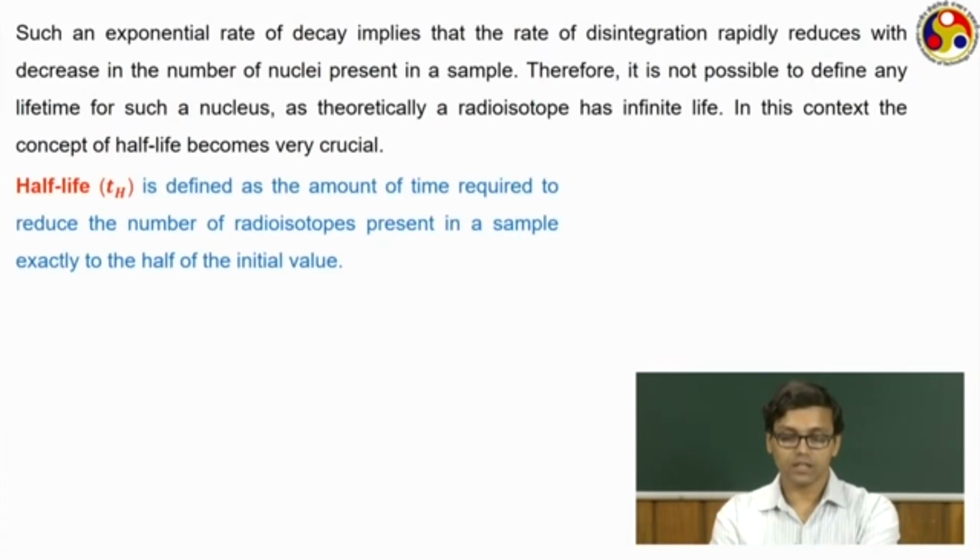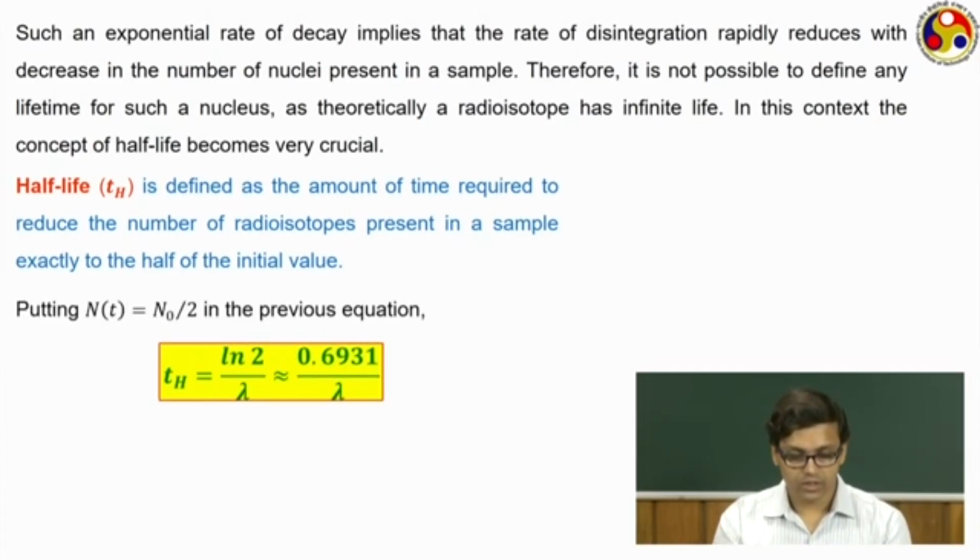Half life is defined as the amount of time required to reduce the number of radioisotopes present in a sample exactly to half of its initial value. That means, if the initial number of radioisotopes in a sample is N naught, then the time it requires to have exactly N naught by 2 isotopes in the sample is called the half life. If we put this into the previous mathematical expression, putting N equal to N naught by 2, we get T h is equal to log 2 by lambda, or approximately 0.6931 by lambda, a very important relationship from the radioactivity point of view.